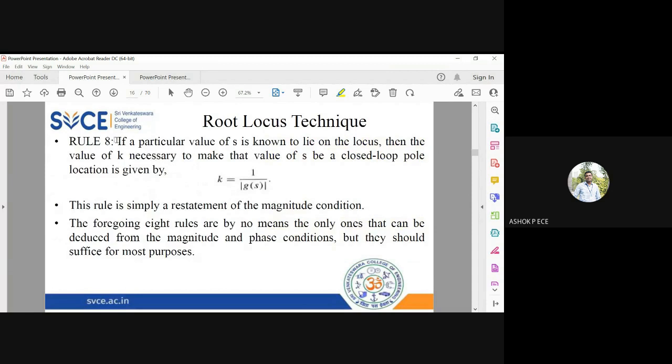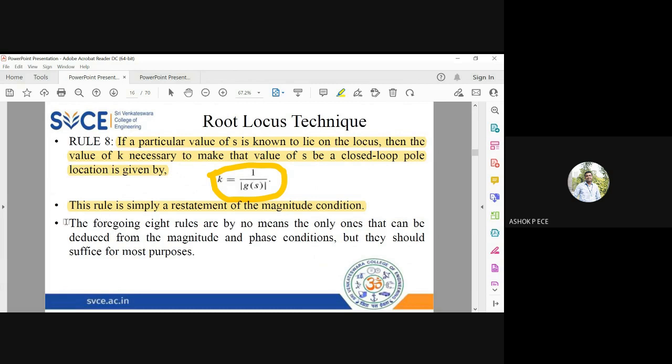If a particular value of S is known to lie on the root locus, you can find the value of K for that particular value of S. So K is equal to 1 by G of S. That value of K will be K is equal to 1 by modulus of G of S. So it is just a simple magnitude condition that we are going to consider.